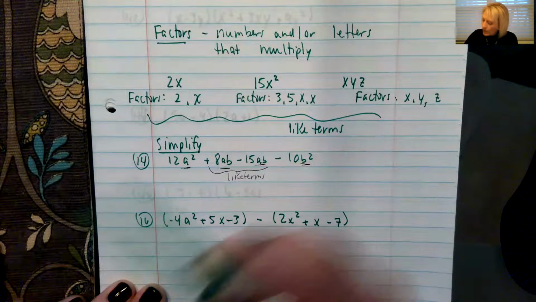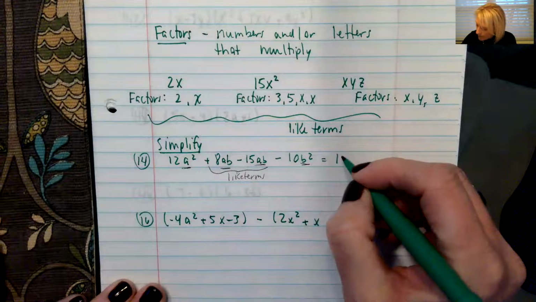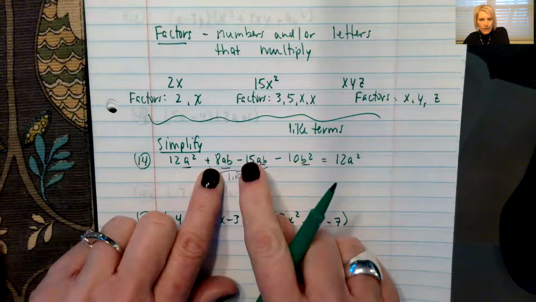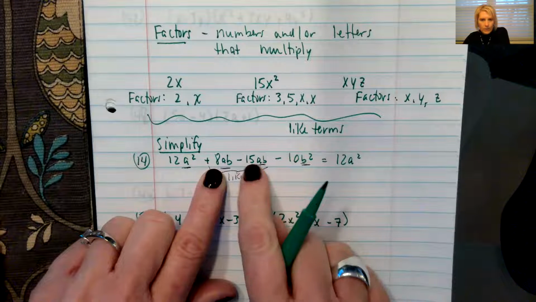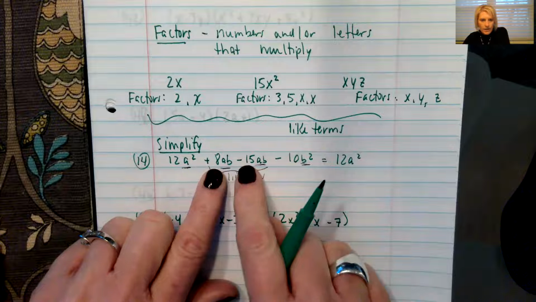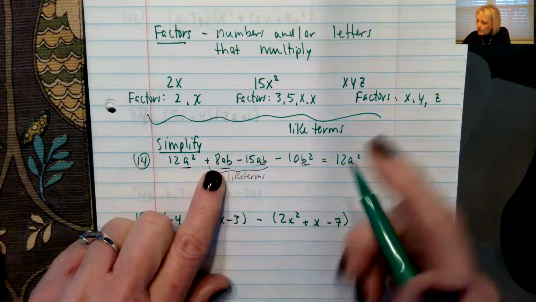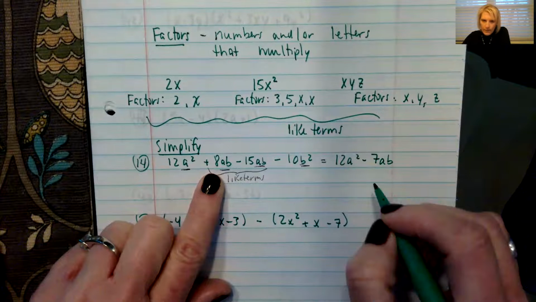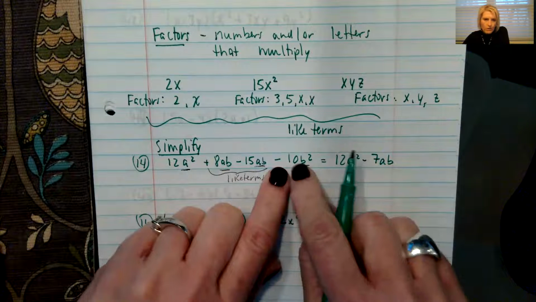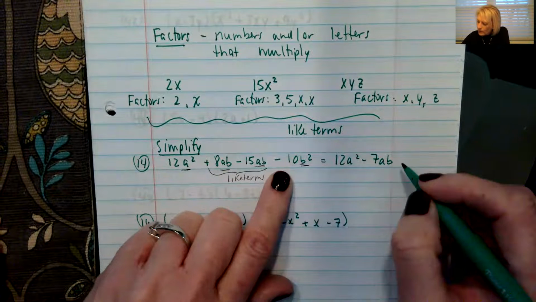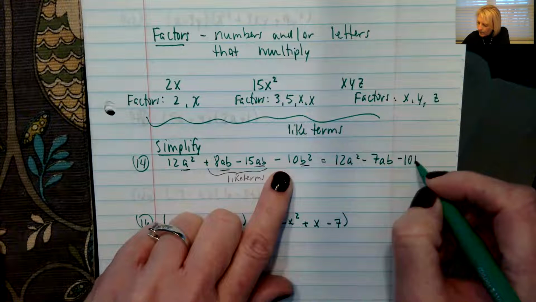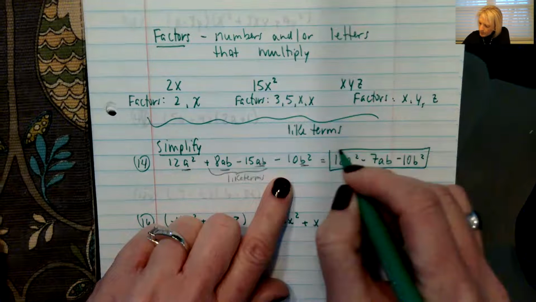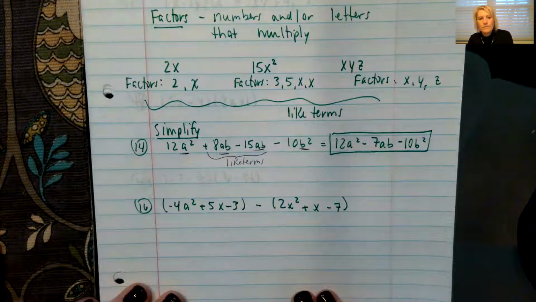Okay, so the 12a squared doesn't have anybody to combine with. And then we have plus 8 ABs and we have negative 15 ABs. And so there's more negatives than positives, and so we take the difference between them. So we have a negative 7 of those AB terms. And then the B squared term didn't have anything to combine with. So make sure you carry the negative. So negative 10 B squared. That's all they want us to do.